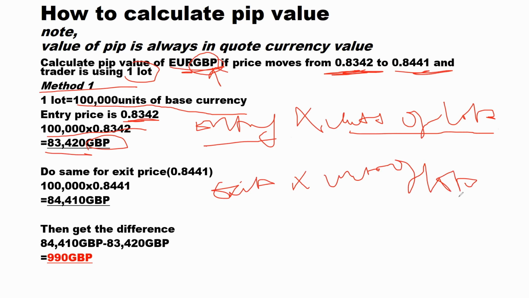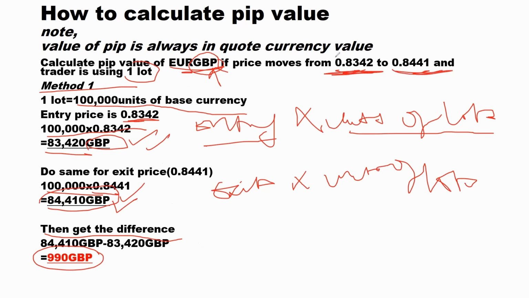If you're using 0.1, if you're using 1, if you're using 2 lots, you just multiply, right? So in this case, we're using one lot, and we have said one lot has 100,000 units. So we're going to do the same for exit. Our exit price is 0.8441 times 100,000 units, which we shall get 84,410 GBP. Then after that, you just subtract, you just get the difference, right? Which will be this minus this, and then you'll get 990 GBP. This is the pip value if Euro GBP moves from this price to this price. Are we together? This is the first method.